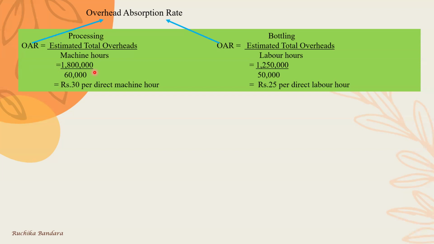For the other one, bottling department, look at that column, bottling department in front of direct labor hours. That is 50,000. So when you write the answer, write it down like this: 30 rupee per direct labor hour. Sorry, direct machine hour. For a machine hour, we can take only 30 rupees. 25 rupee per direct labor hour.